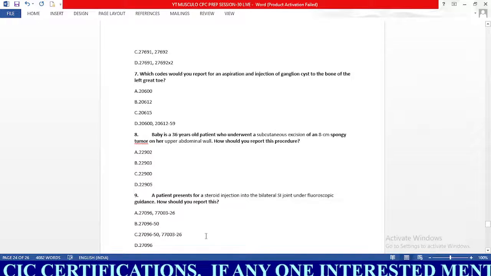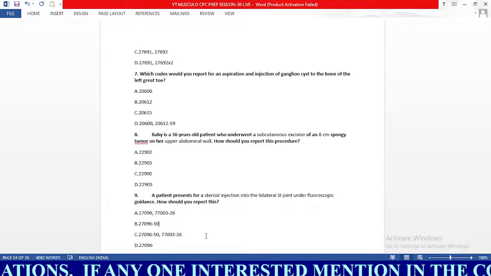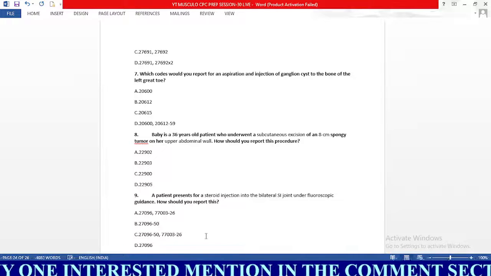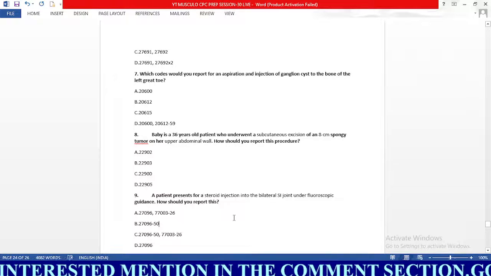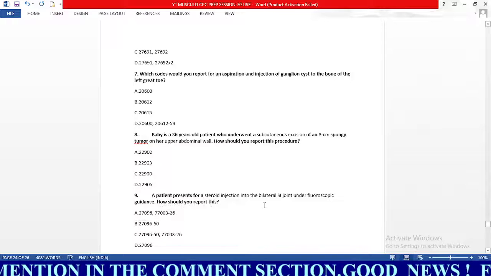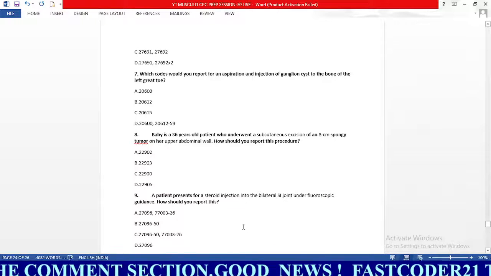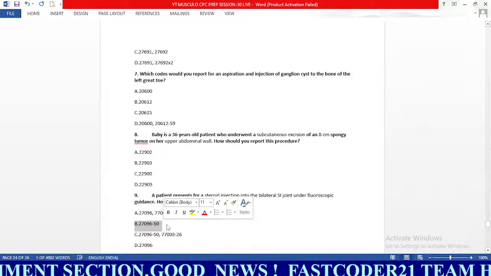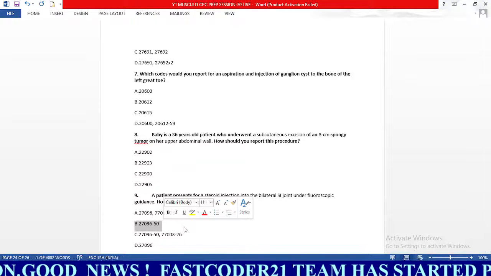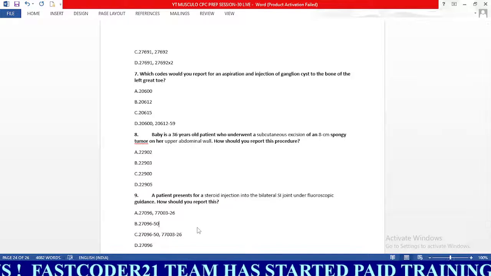And we have options B and D. If you check the guidelines under 27096, code 27096 is a unilateral procedure. For a bilateral procedure, use modifier 50. Based on our options, B is the correct answer, as the physician has performed bilateral SI joint injection under fluoroscopic guidance. So here our answer is B, as based on the CPT code description and guideline, we need to add modifier 50 for a bilateral procedure. Anyway, most of the people wrote it correctly. Congrats, guys.